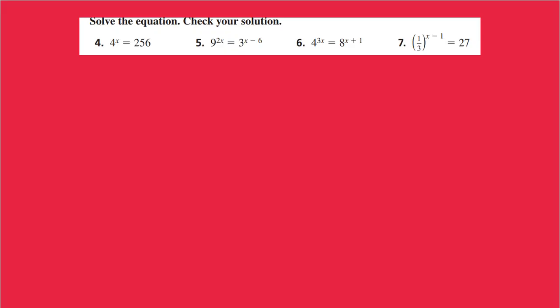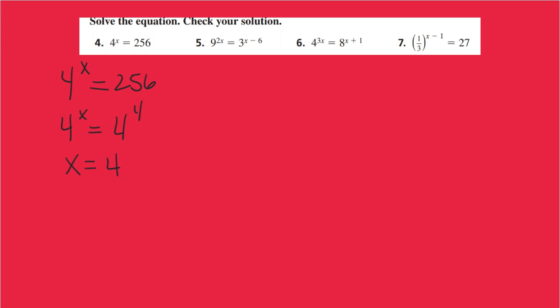Now we have unlike bases. In number 4, I'm going to have 4 to the power of x equals 256. I know that in my exponents, if I have 4 to the power of 4, I am going to get 256. Both of my bases are the same, so I'm going to equate my exponents, which x equals 4.